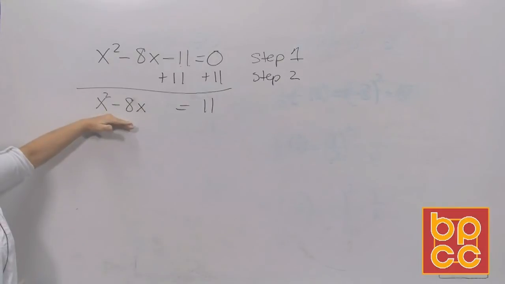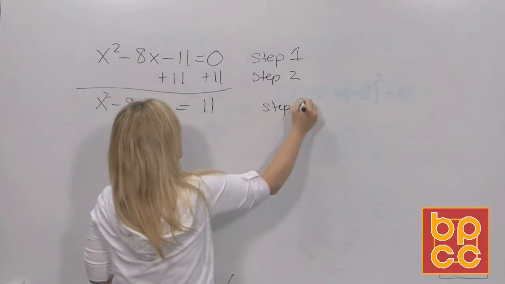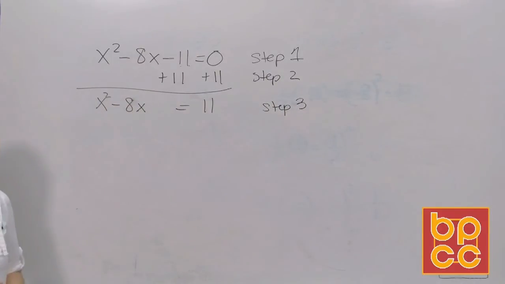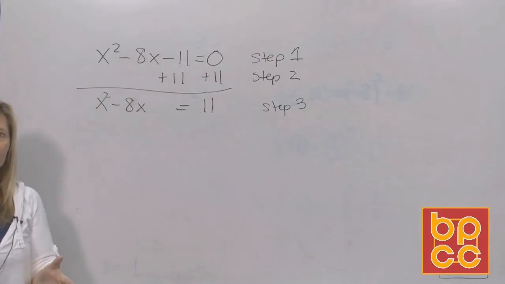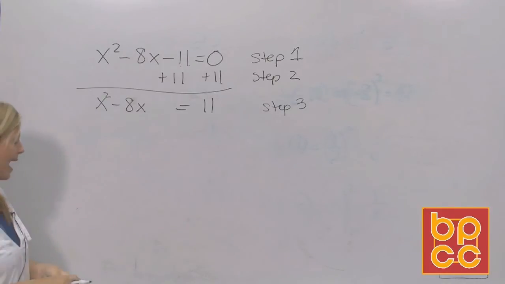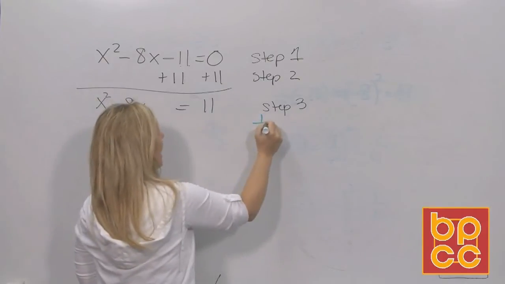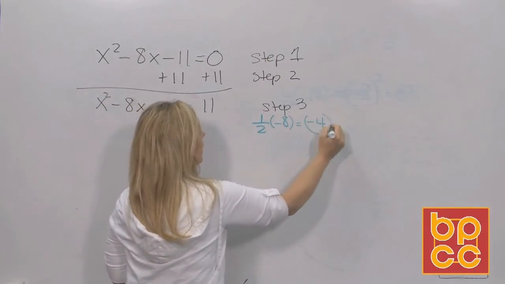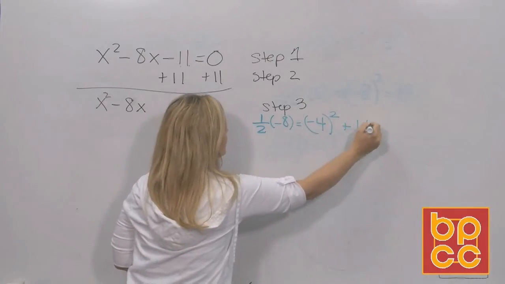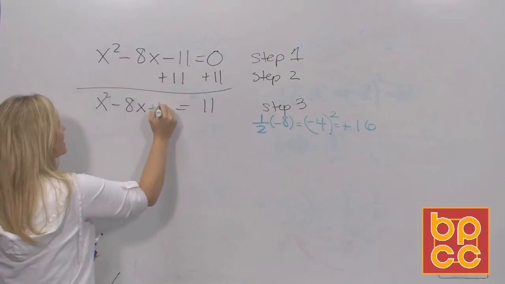The reason why you're moving it is you need a binomial to start with. Now that you have a binomial, step 3 is complete the square. And that's what you just learned how to do. Completing the square means to add a number. How do you get that number? You take half the coefficient in front of x. So we're going to take half of negative 8, which is negative 4, and we're going to square that and get 16. So we're going to physically add 16.